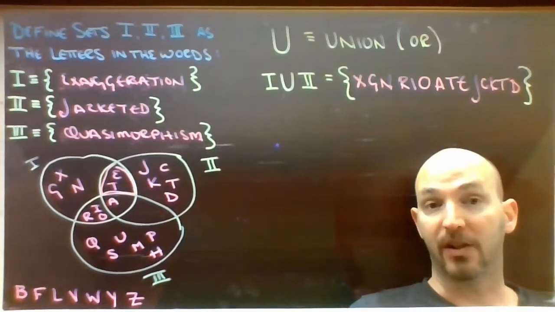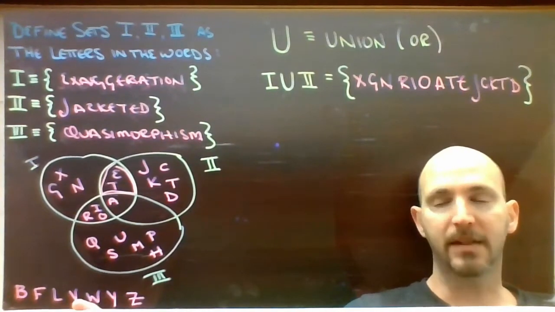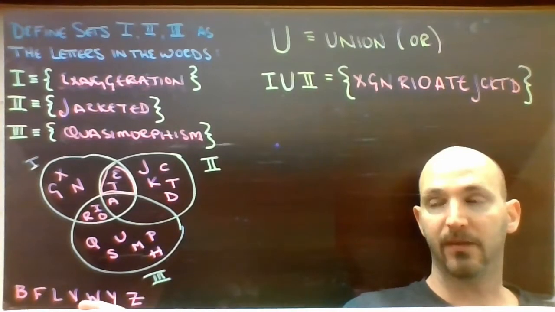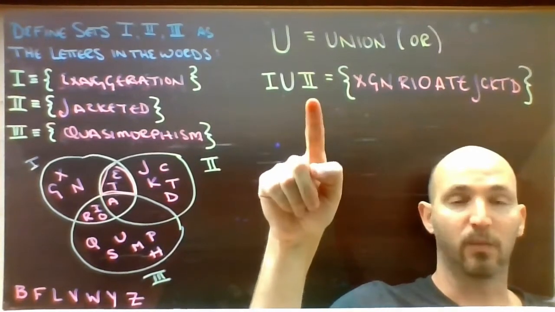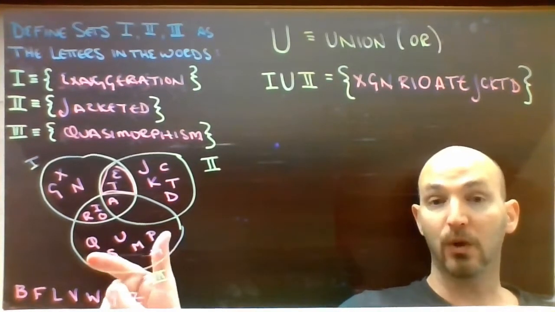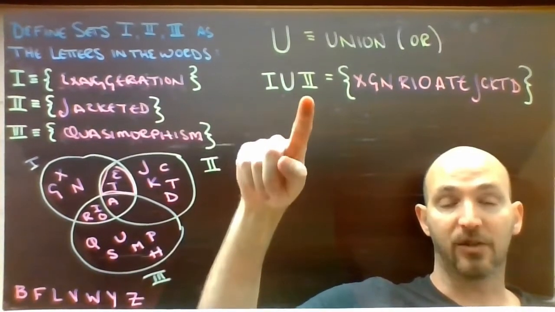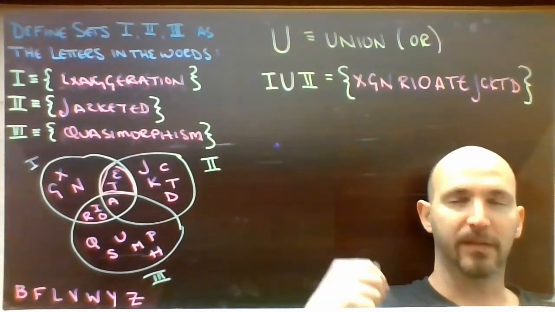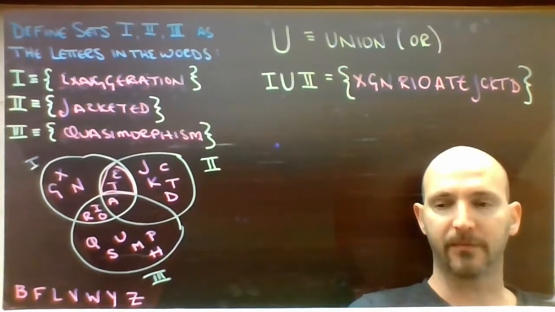To fact check your work, you can go down here, pick anything like this letter V here. Why didn't I take the letter V? Well, V is not in 1, and V is not in 2. It wasn't in exaggeration, it wasn't in jacketed, so it doesn't belong in this set. Pick a letter from here, Q. Q was not in exaggeration, nor was it in jacketed, so it does not belong in this set. So when you see that U, you think about the idea of or. It only has to meet one of the two conditions.